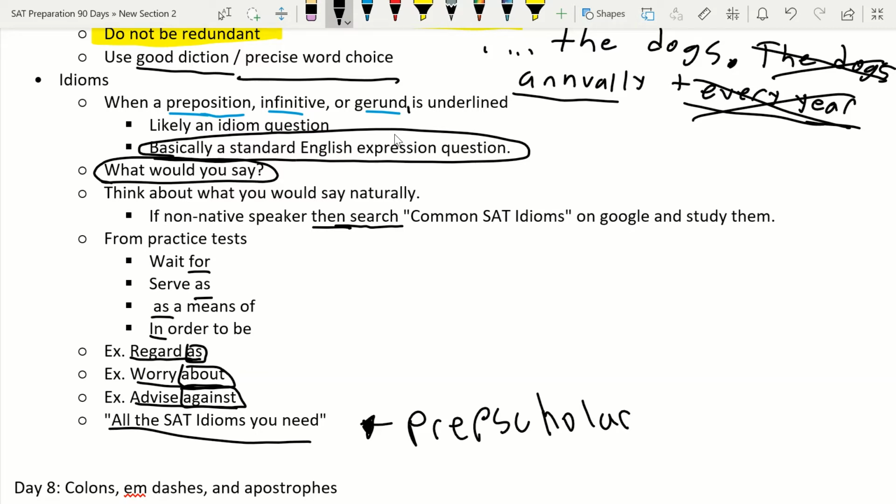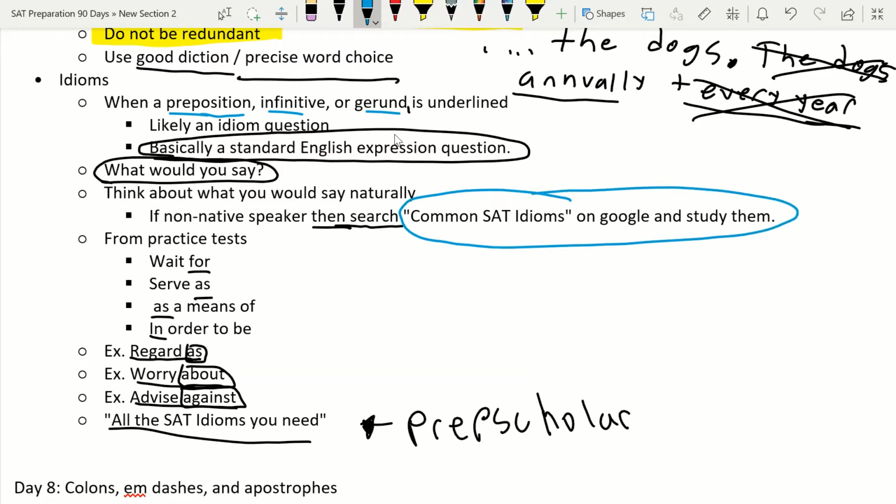Now, if you're a non-native speaker, then one thing I do recommend doing is looking up common SAT idioms on Google and studying them, because it's going to help you learn them. If you're a native speaker, you're probably good and don't need to do that. You can just think, what would I naturally say, and it'll probably be the correct answer. But if you are a non-native speaker and your English isn't completely fluent, then it would be a good idea to look up common SAT idioms on Google and study them. But if you're a native speaker, all you've got to do is think, what would I naturally say?